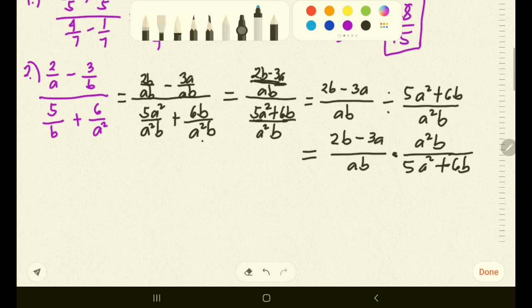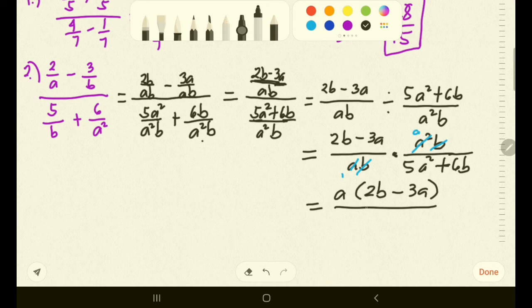Their GCF is a. So, a divided by a, that's 1. A squared divided by a, that is a. B, of course, you can cancel that out because they are the same. So, meaning, the final answer would be a times 2b minus 3a over 1.